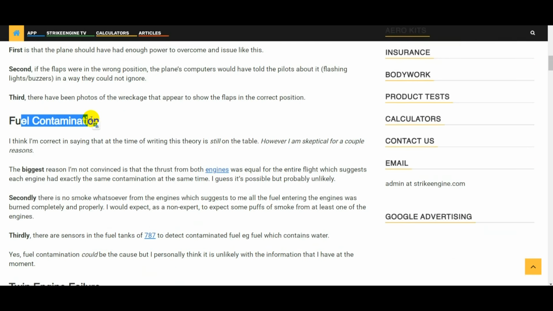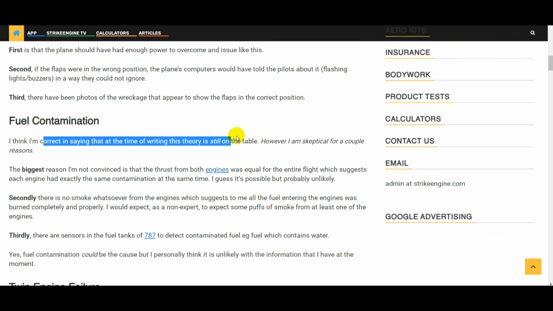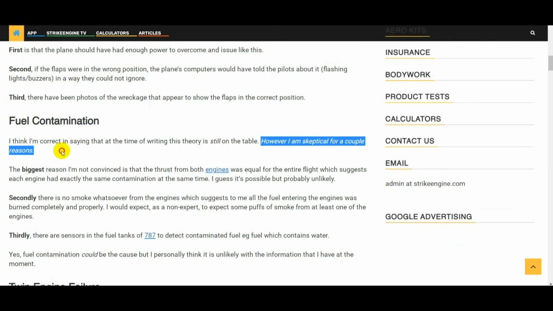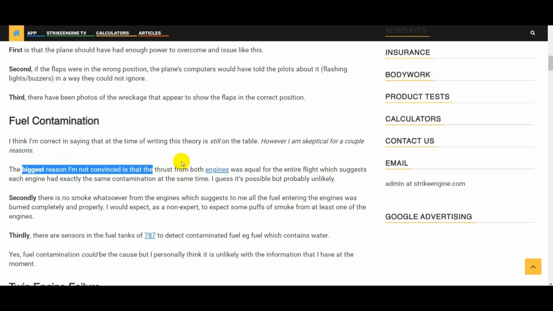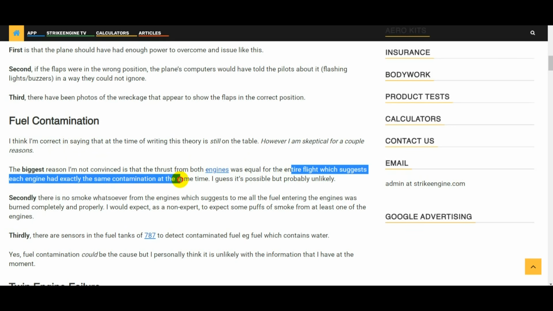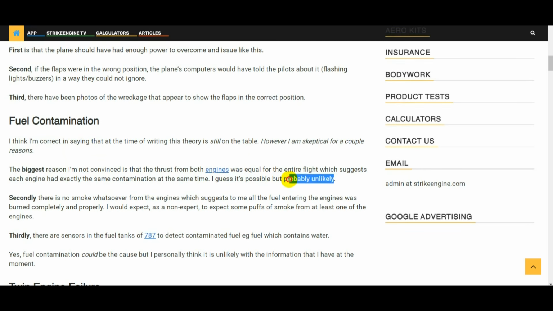Fuel contamination, another big one, and I think I'm correct in saying that this is still on the table, and I think it's one of the most popular at the moment. However, I'm skeptical about this theory for a number of reasons. The biggest reason I'm not convinced is that the thrust from both engines was equal for the entire flight, which suggests that each engine had exactly the same contamination at the same time. I mean, I guess it's possible, but probably unlikely.